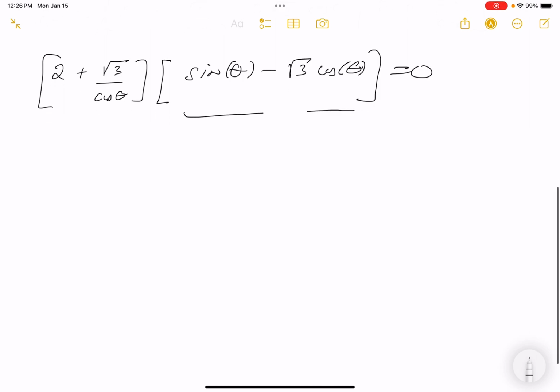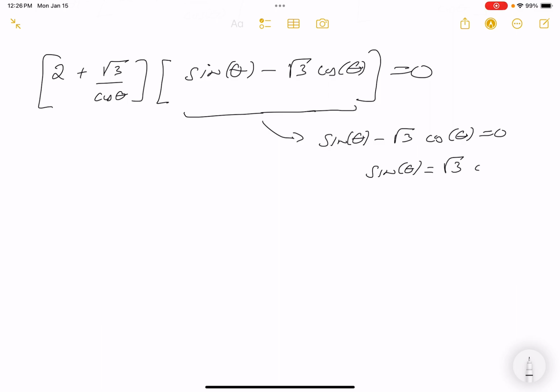So I'm going to say one thing at a time. So I want this thing to be 0. Let me write this down for you. Sine theta minus root 3 cosine theta. I want that to be equal to 0. That means sine theta would equal root 3 cosine theta. I'm safe in dividing both sides by cosine theta because they're not simultaneously 0.